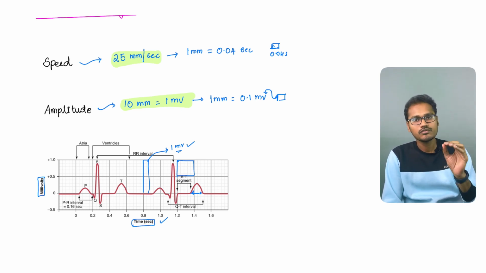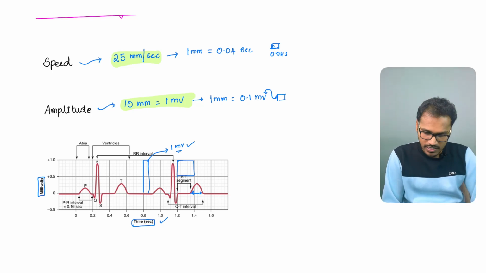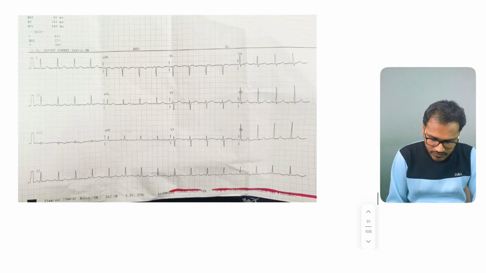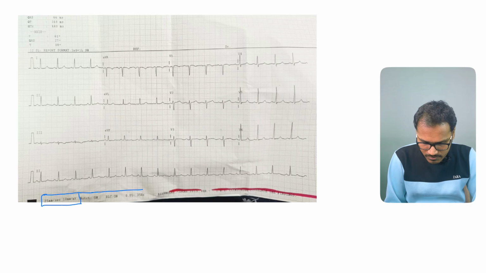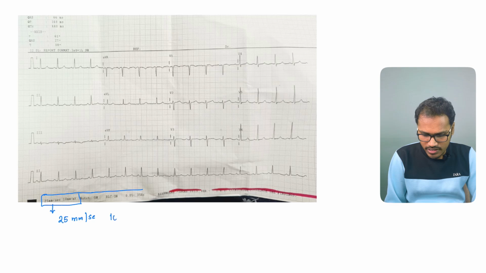Then finally you have to look at the calibration also. The calibration is generally given at the bottom. So this is an ECG. It is generally given at the bottom. And if you take a close look, the first 2 parameters which are mentioned here, that is 25 millimeter per second, and also 10 mm is 1 millivolt.